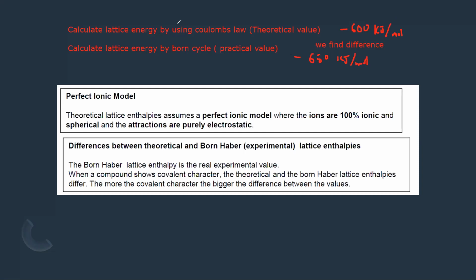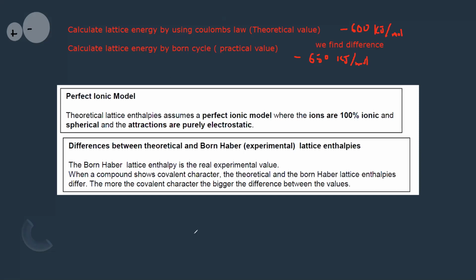The reason is that when Coulomb's law is applied, we consider ions to be perfect spheres. Coulomb's law is only applicable if the ions or charges are perfect spheres. But in reality, in practice, ions are not perfect spheres.